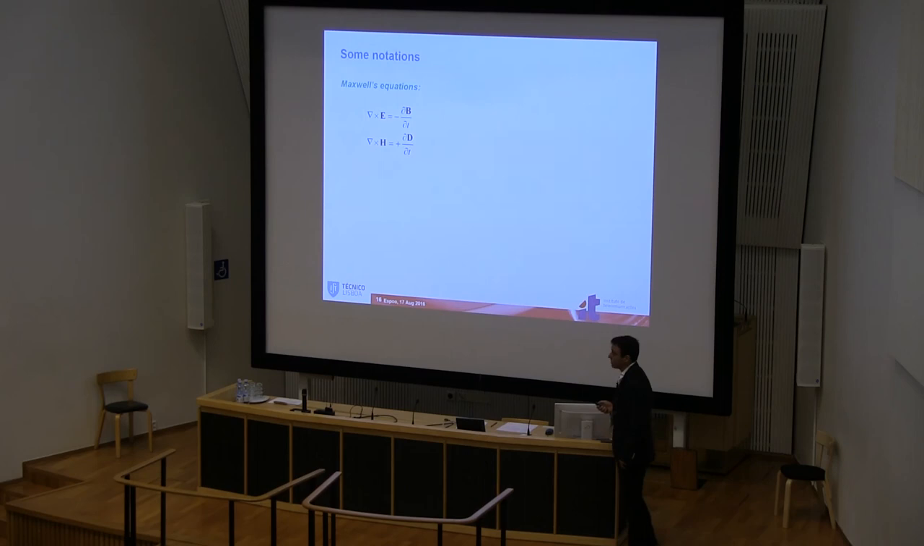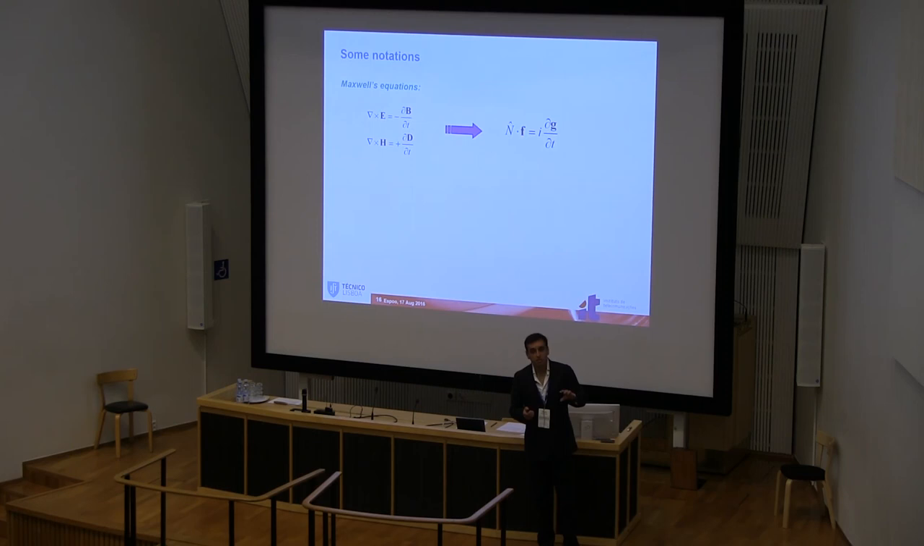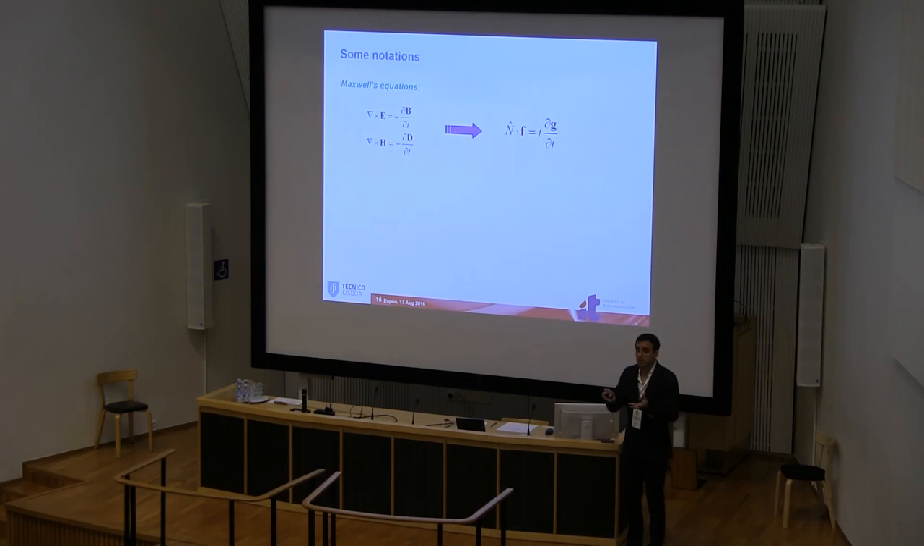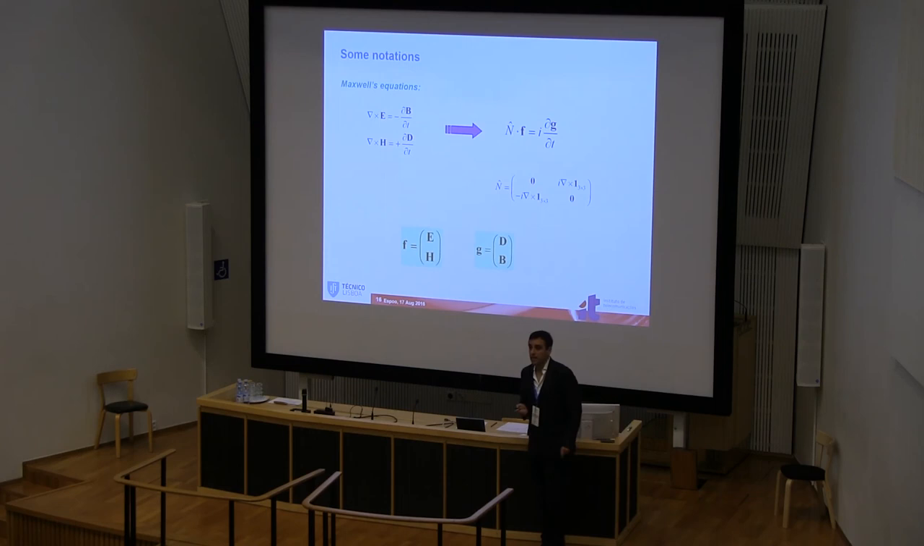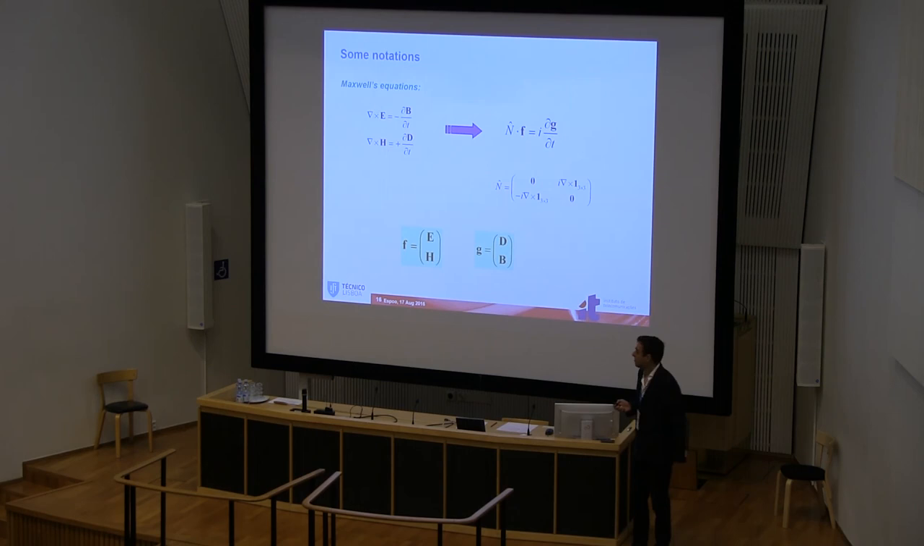Before, let me start with some notation that I can use later. I write Maxwell's equations like this, introducing operators that are 6x6 matrices so that the equations look more similar to the Schrödinger equation. Topological photonics, as I mentioned, is largely inspired by the results of electronics, so you need some analogy with the Schrödinger equation. So we write it like this. This N operator is a differential operator written in terms of curls, and F is a 6-vector with components electric and magnetic fields, and G is also a 6-vector with the components of the other two fields.